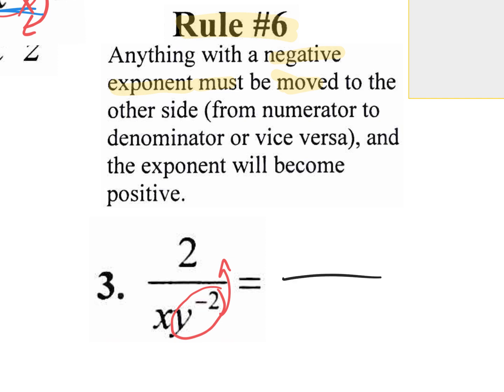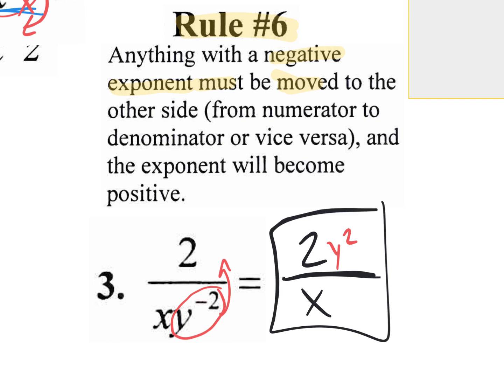So what doesn't move? I always write what doesn't move. The 2 didn't move, the division bar is still there, the x didn't move. The y goes up, and it becomes positive. And that's it. There's your answer. Negative exponents, move them to the other side, they become positive.